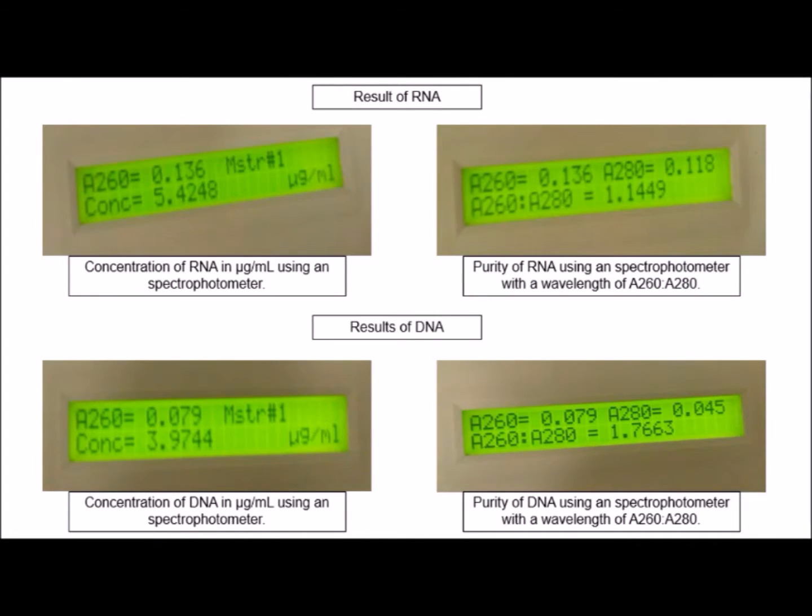For the RNA, we obtained a concentration of 5.42 micrograms per milliliter and a purity of 1.14. On the other hand, the DNA concentration we obtained was 3.97 micrograms per milliliter and it had a purity of 1.76. The level of purity that can be considered as acceptable is 1.7 or higher. This means that the DNA we obtain has an acceptable purity and it probably doesn't have much contamination. On the other side, the purity of the RNA was below the optimal value, so this means that it probably has a contamination of proteins or other substances.